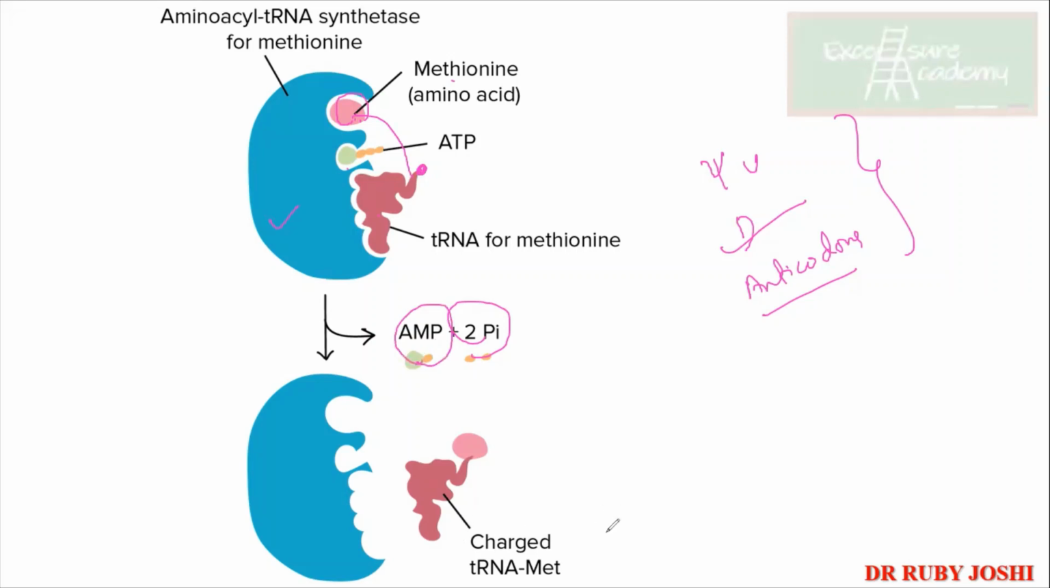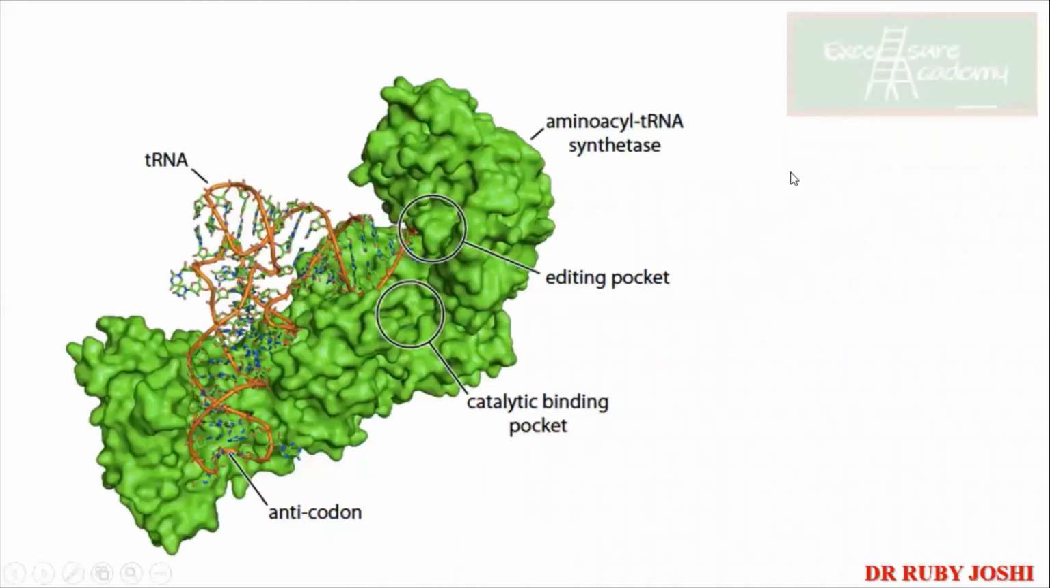So at the end, even though it's a two-step reaction, in the enzyme it is happening at the same time. First the adenylation of the amino acid happens, and that adenylated amino acid gets charged onto the tRNA molecule. So this is how each tRNA molecule is getting charged with the respective amino acids. Is this figure clear? Yes, ma'am. Okay.